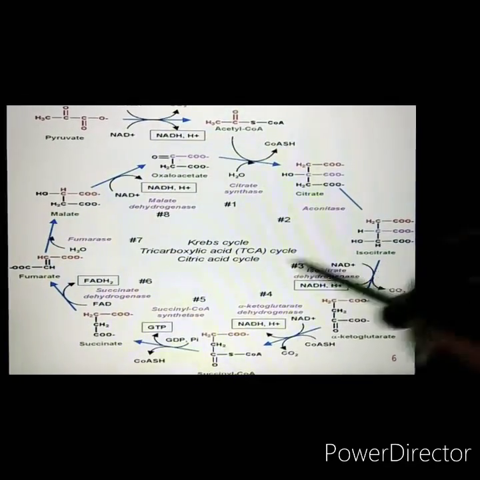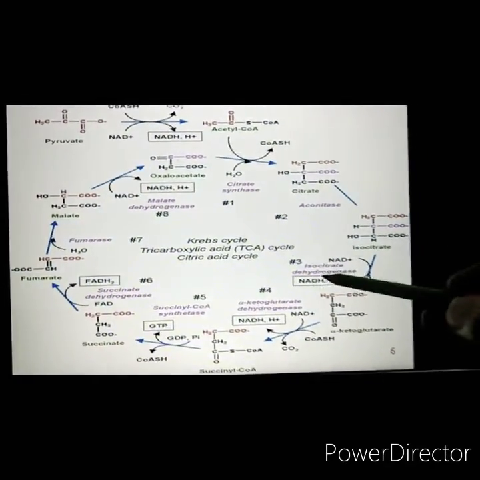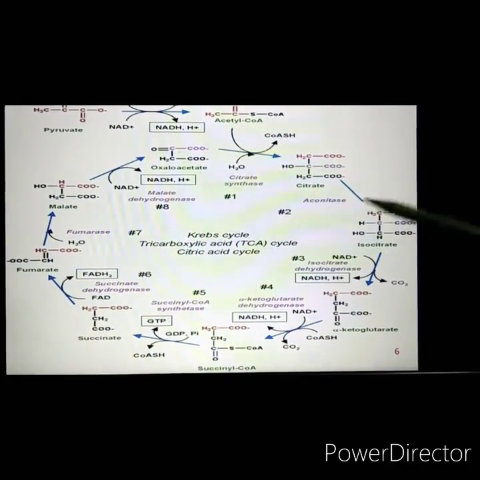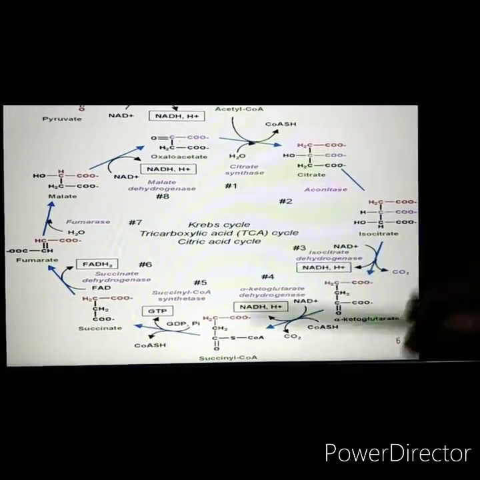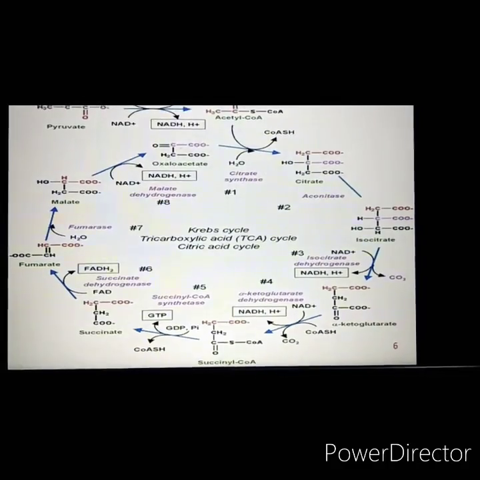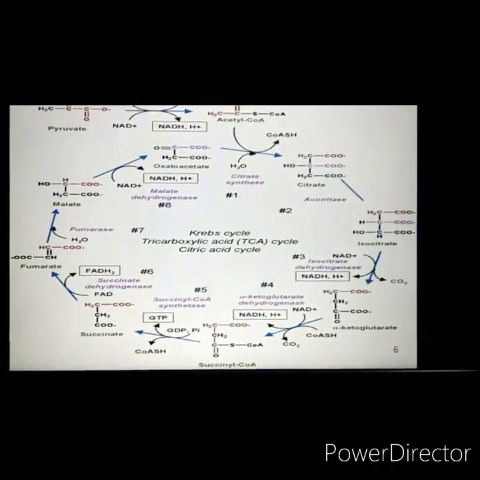So this is how acetyl-CoA undergoes oxidation reactions to produce carbon dioxide and water molecule along with reduction of different coenzymes to NADH and FADH2 respectively. So these reduced coenzymes undergo electron transport chain to produce different amounts of ATPs.